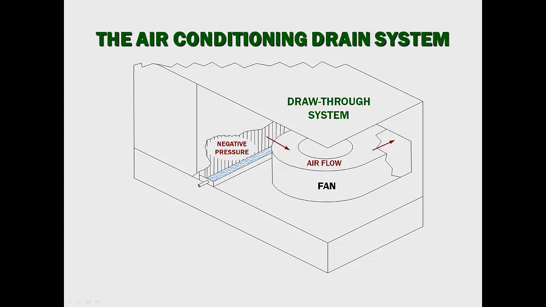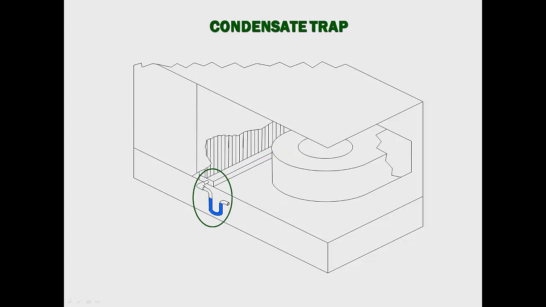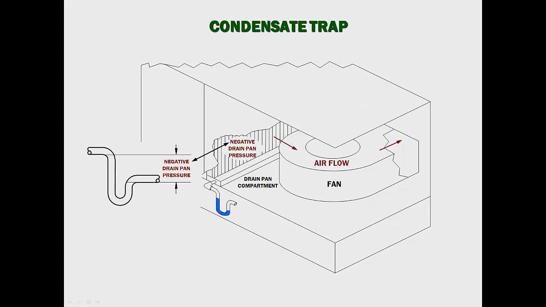To be effective, a drain system must overcome the pressures and airflow conditions created inside the drain pan compartment by the fan. Without an effective drain system, condensate flow is adversely affected. In draw-through systems, as illustrated here, water is blown back into the air handler, and drain pan overflow is common. In the industry, the most commonly used drain seal is the condensate trap, installed on the drain connection as illustrated. It uses water to form the drain seal. In theory, the design and operation is simple.